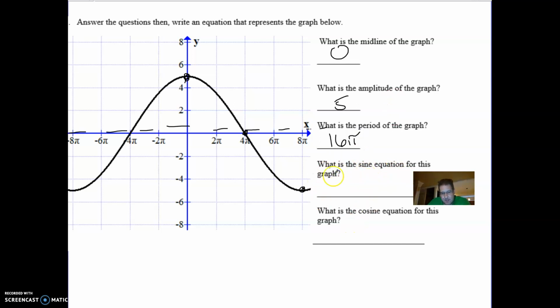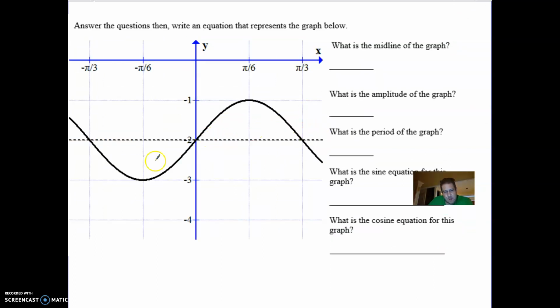Okay, once again, I'm going to stick to just the cosine because we're not dealing with transformations right now. So that would be 5 times cosine of, and remember it's cosine because it starts at the maximum. Cosine of, now this gets tricky, so it's 16 pi. So you can always divide 2 pi by the period, and that'll give you the number that goes right there. So the pi's cancel out, so you're left with 1/8. So this is 1/8 x plus the midline, which was 0. And there you go.